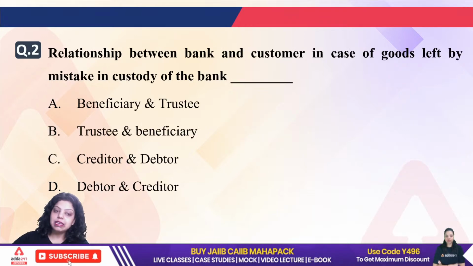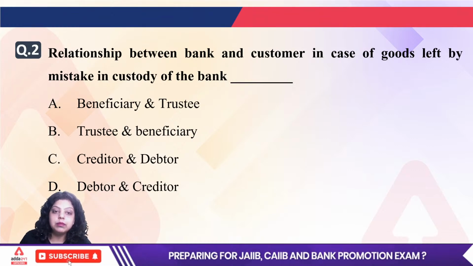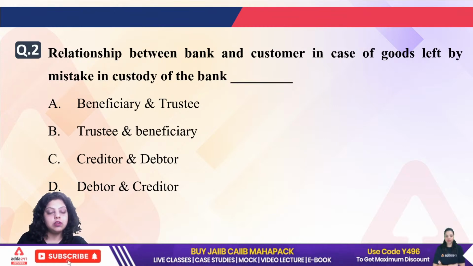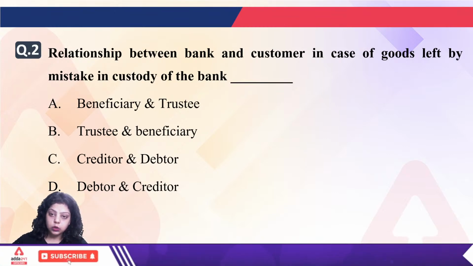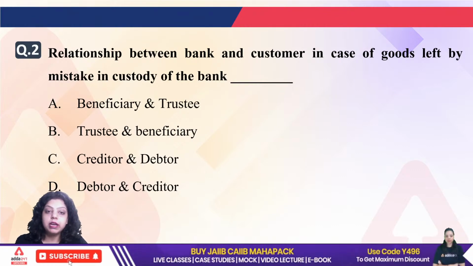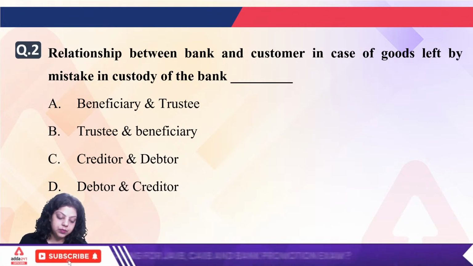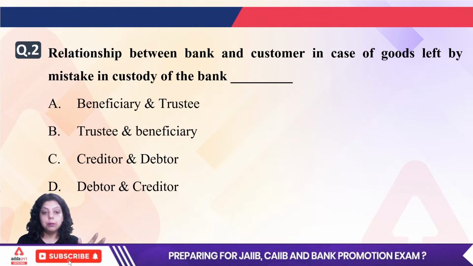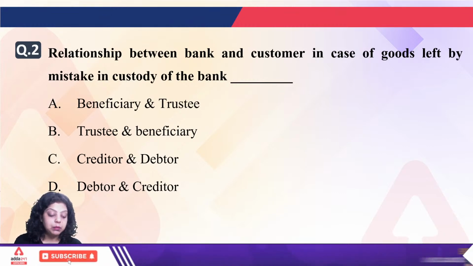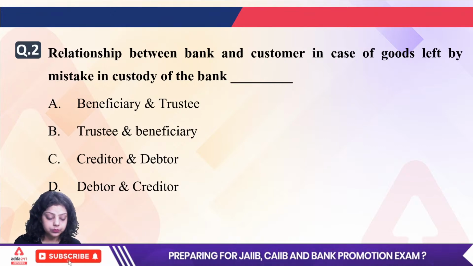Now the second question: what is the relationship between bank and customer in case goods are left by mistake in the custody of the bank? Is it a relationship of beneficiary and trustee, trustee and beneficiary, creditor and debtor, or debtor and creditor? Which of the following relations is maintained by the bank and customer when goods are left by mistake in the safe custody of the bank? What will be the answer? A, B, C or D?